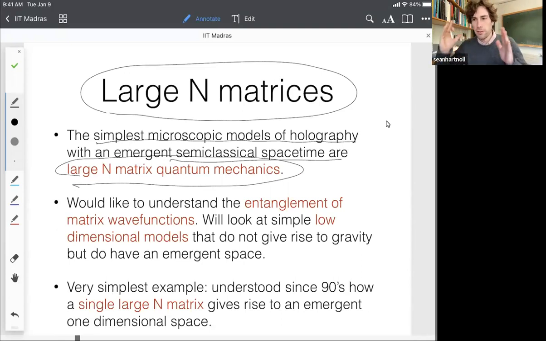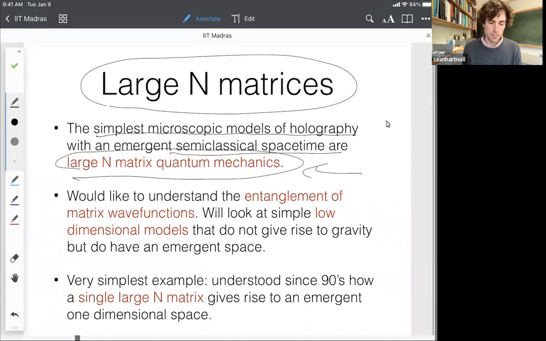if N=4 super-Yang-Mills is in your mind, just put it on an S3 and expand it in modes, and that's a quantum mechanics. It's a very complicated quantum mechanics, but it's a quantum mechanics, okay? So I'm including quantum field theory on a sphere as complicated instances of large N matrix quantum mechanics. And so, of course, I'm going to consider simpler examples, and I'll show you some of these matrix quantum mechanics in a second.